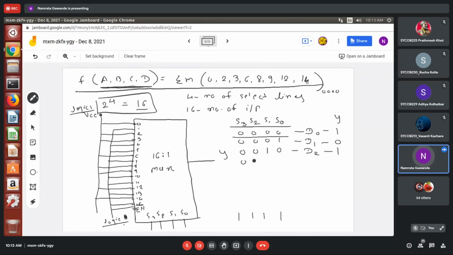Okay. Likewise 0, 0, 1, 1, 0, 1, 0, 0, 0, 1, 0, 1. You can write it for all the terms. Likewise and so on. So if this is the combination, this will be the input D3. D3 will be selected. D3 is connected to logic 1. Yes. So the output will be 1.